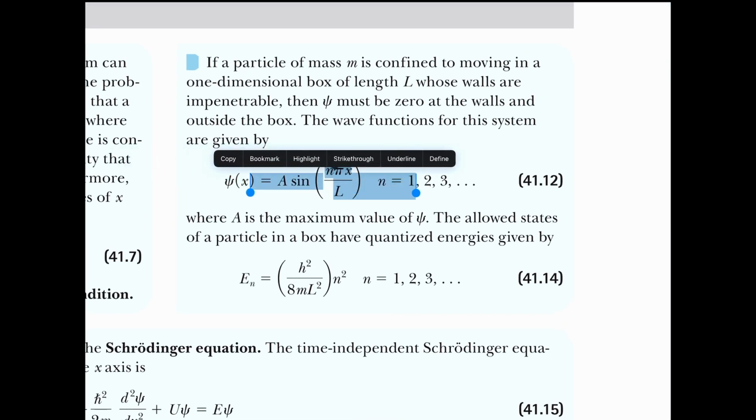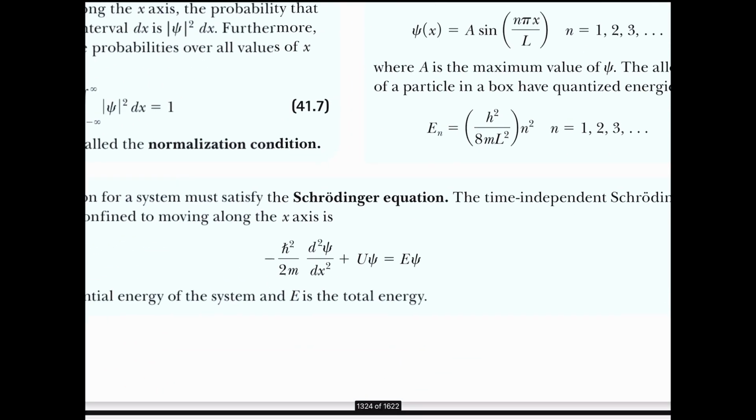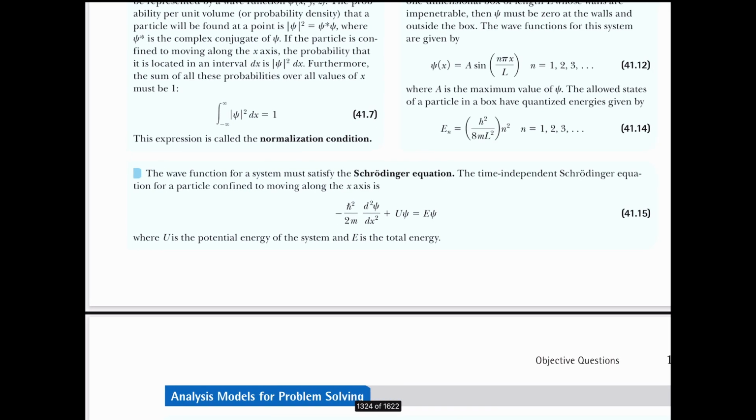Psi is given by a function. There's energy. Energy is also given by a function here. And each of these has this little value n, which you can increase by the integers. Let's read this last little box here.